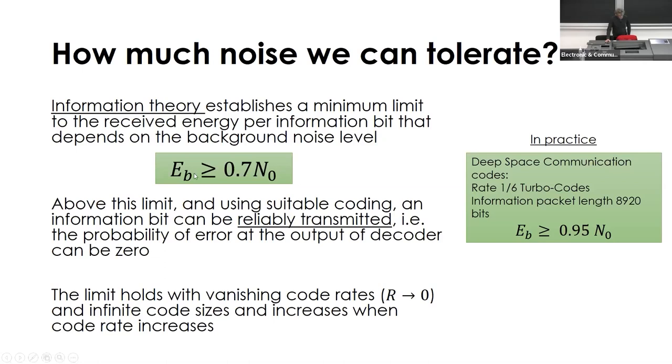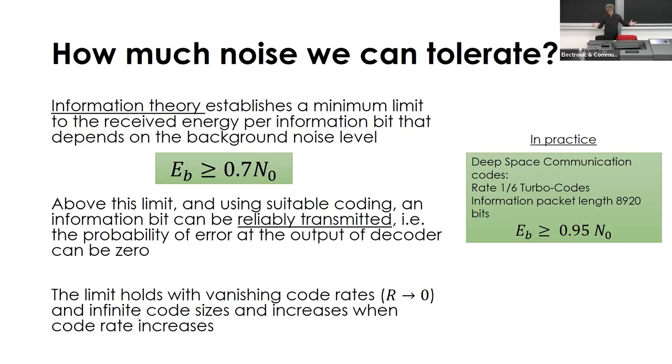So the point is achieving an energy per bit greater than this threshold that depends on the noise. Of course, this limit applies when the code rate goes down to zero, so you introduce a very low code rate and infinite code size. In practice, what we use in space communication are codes that have a rate equal to 1/6, the minimum one. So it's not zero, it's 1/6.